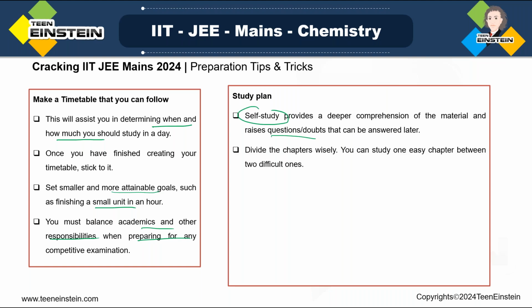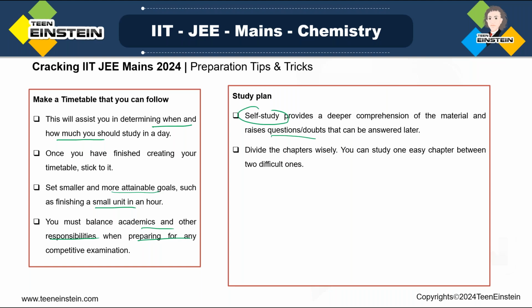Divide the chapters wisely. You can study one easy chapter between two difficult ones. So suppose you are studying thermodynamics and some organic chemistry, that is, just consider the basic principles. These two chapters are very big, very versatile, and require very much concentration, right? So you have to give high concentration.